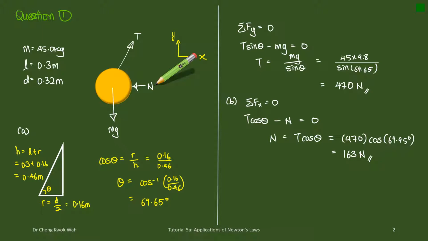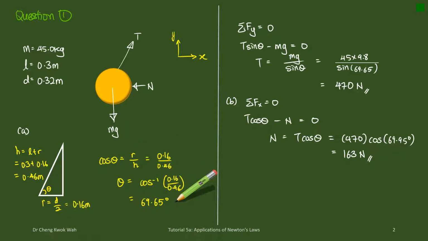Now, to find the angle theta that the string makes with the horizontal, you have to use Pythagoras theorem. In this case, we know that the hypotenuse is the length of the string plus the radius of the ball, which is 0.3 plus 0.16, giving 0.46 meters. And the adjacent side is simply the radius, which is 0.16 meters. Using the ratio cosine theta, you can easily solve for theta equal to 70 degrees.